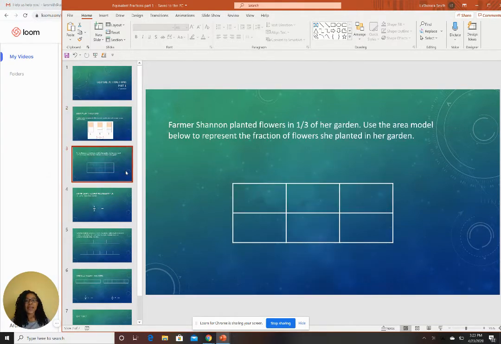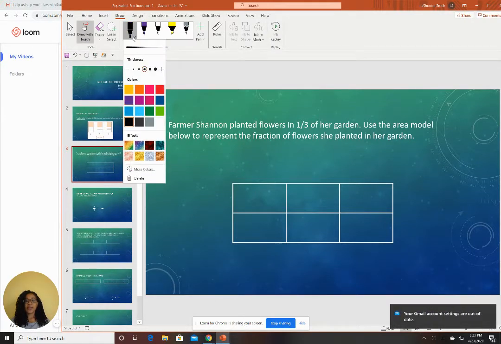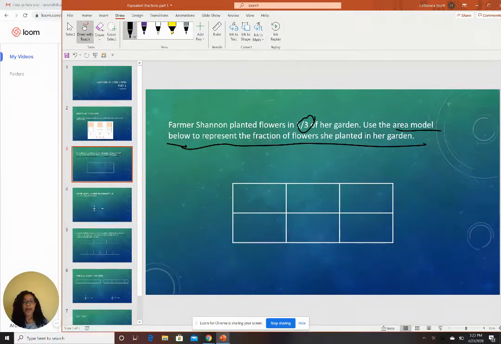So we are still practicing our strategy RDW, so we're going to read this problem. We're going to circle the important information and find what the question is asking us, okay? So Farmer Shannon planted flowers in 1/3 of her garden. Use the area model below to represent the fraction of flowers she planted in her garden. So 1/3 of her garden, important. And it's asking us to use the area model below to represent the fraction of the flowers she planted in her garden, okay?